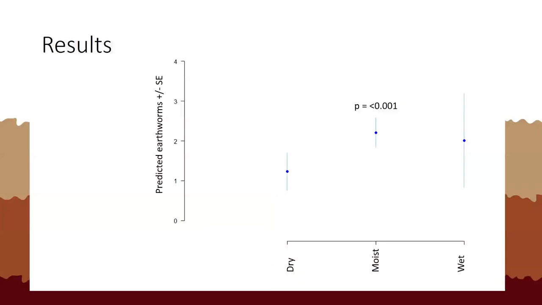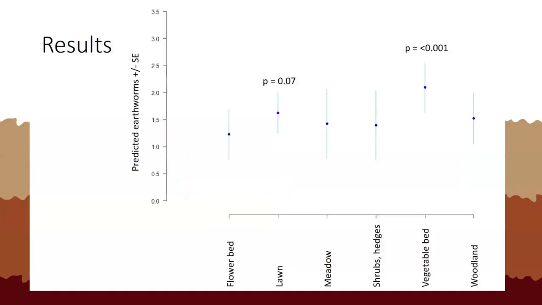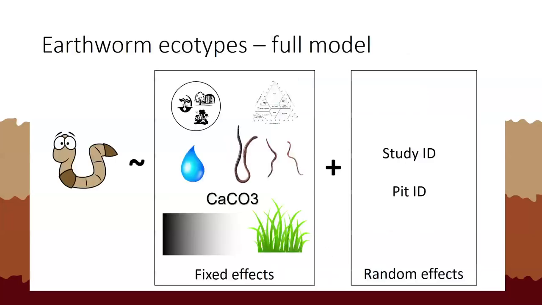That's not too unexpected, because we know that earthworms are sensitive to moisture. The habitat's a little more interesting. We found the most earthworms in vegetable beds. I actually thought it might be in lawns because they're relatively less disturbed, but presumably people are adding organic materials or artificial fertiliser to their vegetable beds, which is increasing the nutrients and again increasing the number of earthworms.